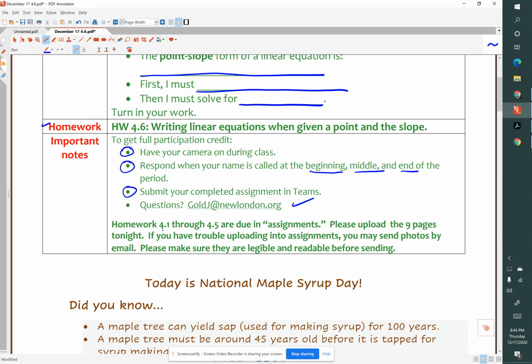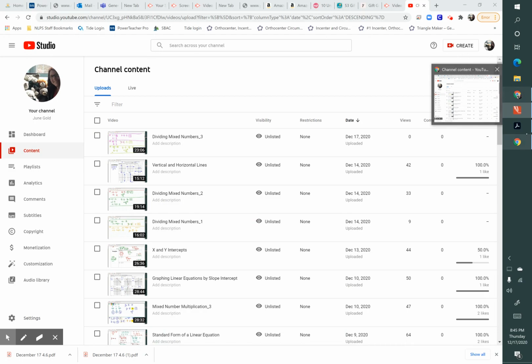Also today, the first section of homework, homework 4.1 through 4.5, is due in assignments. It's a total of 9 pages, so just upload those. If you have trouble uploading photos into assignments, you can send them by email. Write to me if you still have problems, and you can even make a video. The video is okay as well. Just make sure you clearly show all of your pages. Let's get caught up on anything that you haven't finished up. So let's get that done.